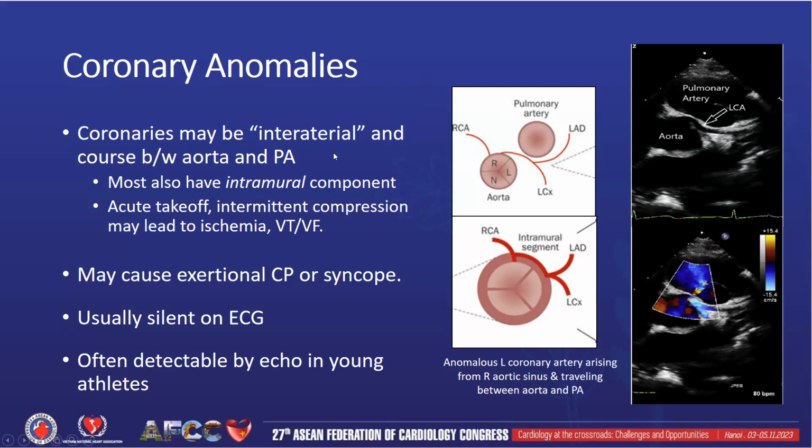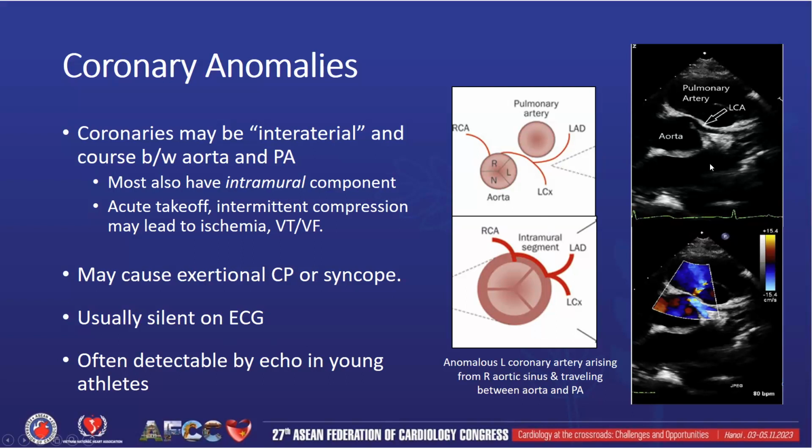So if we are doing echoes in athletes, we should take that opportunity to look and see if they have any anomalous coronaries. We do that by looking at the short axis of the aortic valve and looking for the takeoff of the right coronary artery, which usually comes in about this location. And the left coronary artery usually comes in around over here. But in this case, you can see it's coursing between the pulmonary artery and the aorta, and it's coming off from the right sinus rather than the left sinus.